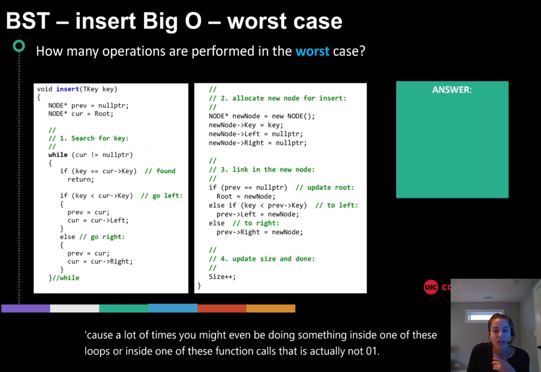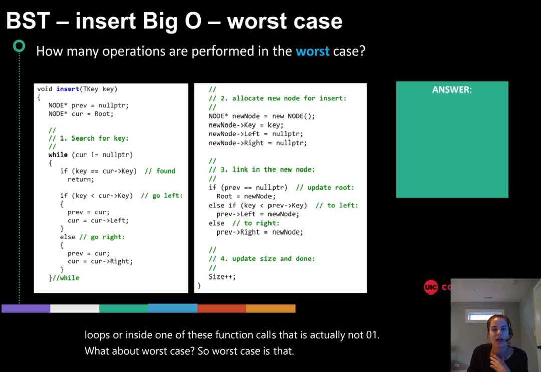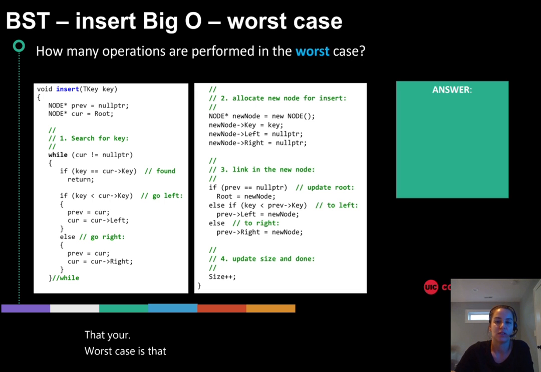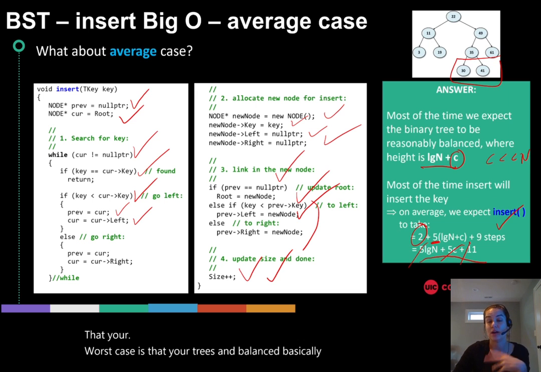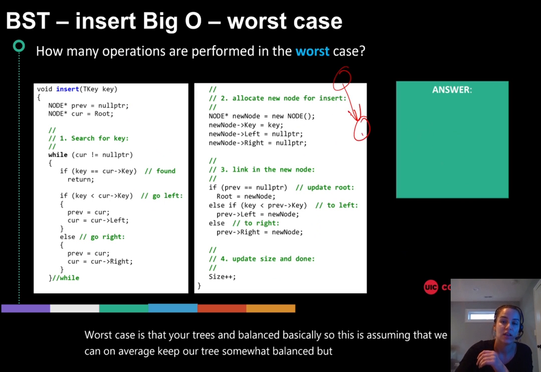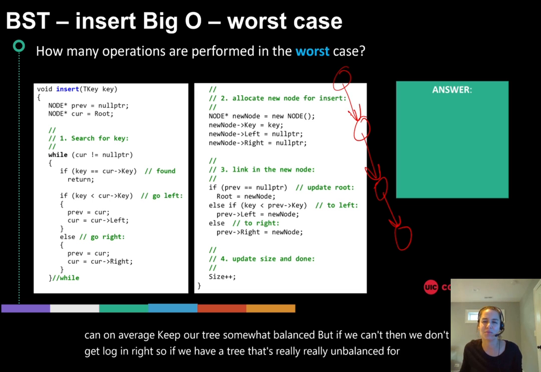What about worst case? So worst case is that your tree is imbalanced, basically. So this is assuming that we can, on average, keep our tree somewhat balanced, but if we can't, then we don't get log n, right? So if we have a tree that's really, really unbalanced, for example, completely unbalanced, it just becomes a linked list.